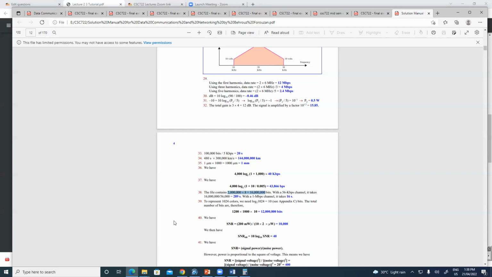Right. So that was using a 56 kbps channel. If you are using a 1 megabits per second channel, that means instead of this, you will use 1 million. 1 mega, so that means 1 million. So in this case, your answer will be what? 16 million divided by 1 million, that's going to be 16 seconds.